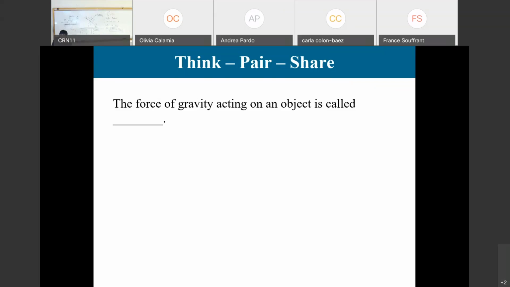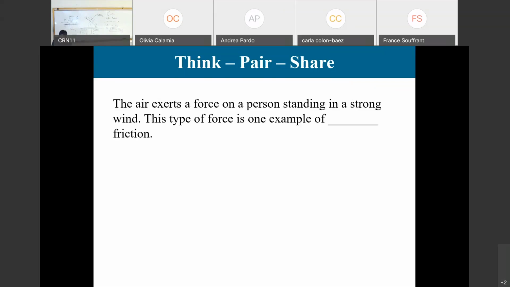The force of gravity acting on an object is called what? It's weight. Exactly. This is an interesting one: the air exerts a force on a person standing in a strong wind. This type of force, friction, by the way, is an example of what type of friction? Static or kinetic? What do you think?